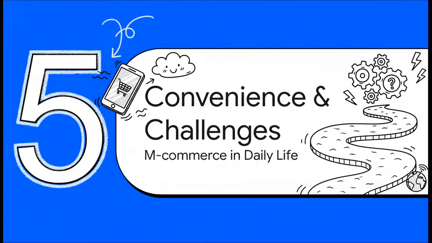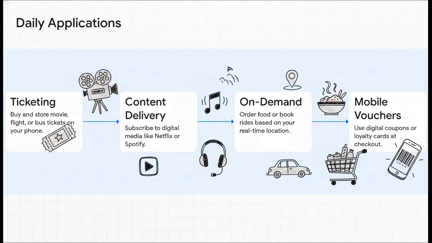All right, let's bring this all back down to earth. M-commerce offers some absolutely incredible convenience, no doubt. But it also comes with its own unique set of challenges. I mean, the upside is just amazing. We can buy a movie ticket, and it just lives on our phone as a QR code. We can subscribe to Spotify, order dinner from Uber Eats that knows our exact location, and use a digital coupon at the grocery store, all without ever pulling out a physical wallet.